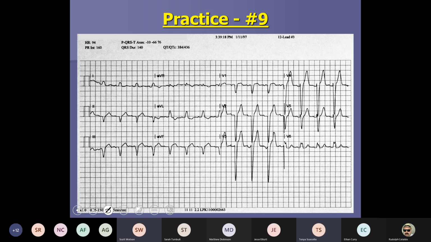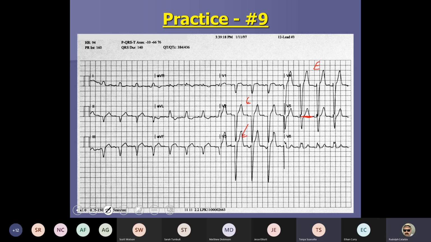Okay, I got elevation in V2, V3, V4, V5. Not so much in V5. Let's draw that line straight across. When in doubt, draw the line. Close, but I wouldn't call it elevation yet. Okay. Oh, I see. Yep. Okay.